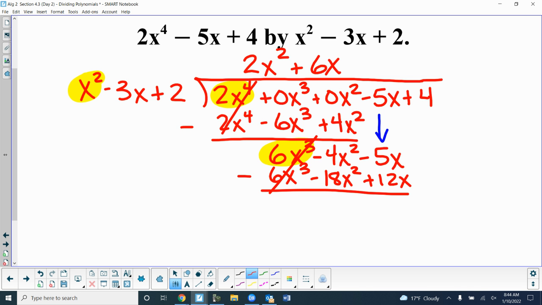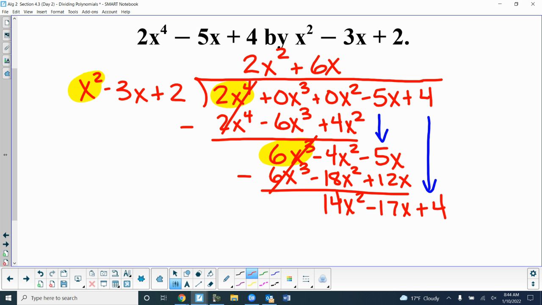Okay. I'm distributing that number I got when I divided by all three terms. I divided 6x cubed by 1x squared. So negative 4 plus 18 is 14. Right? Negative 5 minus 12 is negative 17x. And then bring down the plus 4. And we divide one more time.